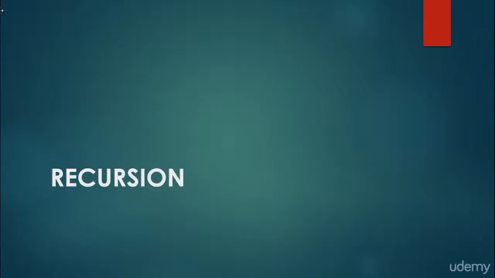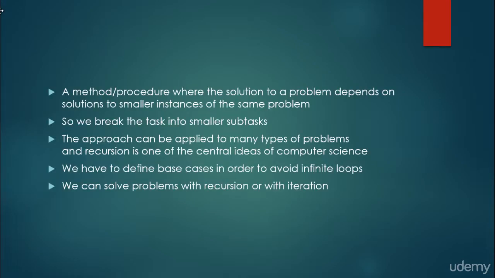Hi, in this chapter we are going to talk about recursion, so let's talk about a theoretical background. First of all, what is recursion? It is a method or procedure where the solution to a given problem depends on solutions to smaller instances of the same problem. So we break the task into smaller subtasks, and it is a quite common approach in computer science. For example, divide and conquer or dynamic programming does the same.